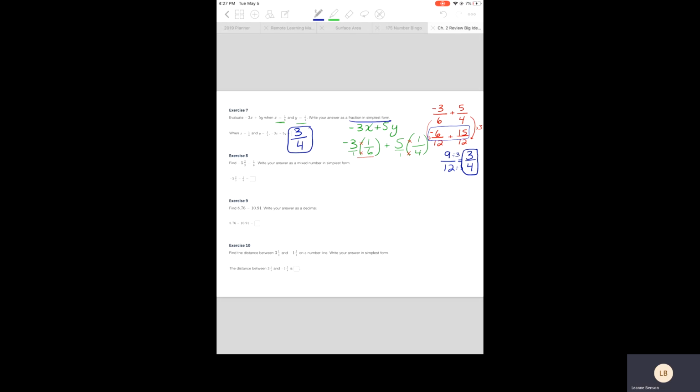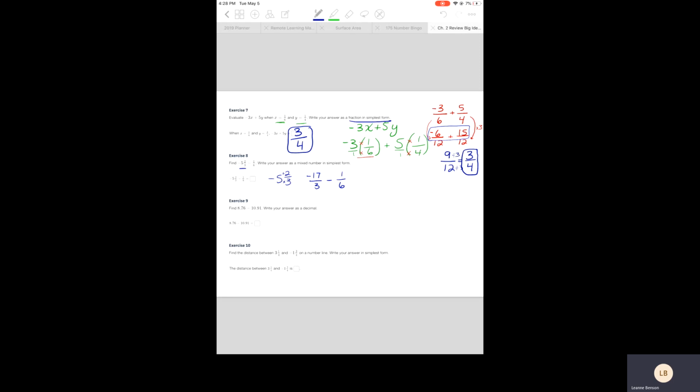For number 8, same kind of idea with subtracting or adding fractions, same rules, but I have a mixed number here. So first thing I'm going to do is get negative 5 2/3 into an improper fraction. Again, to do that, remember I multiply the whole number with the denominator, which is 3, and then I add that 2 onto it. So 5 times 3 is 15, plus 2 is 17. So I have negative 17/3 minus 1/6.